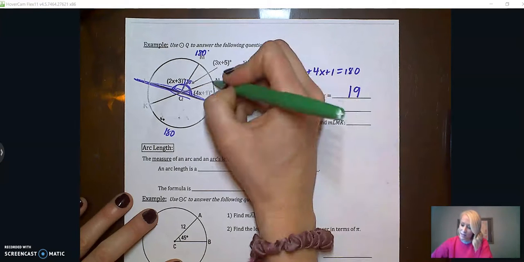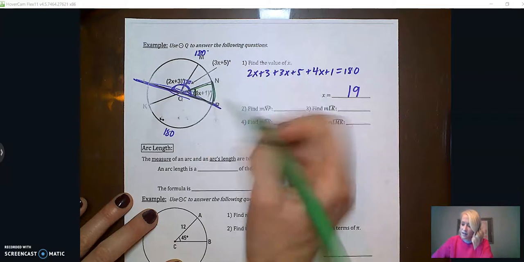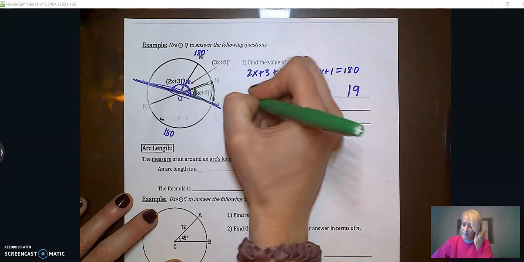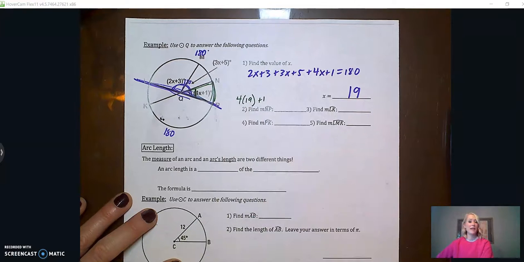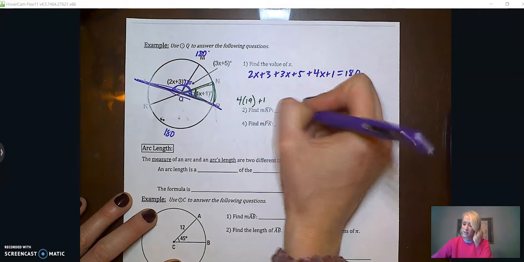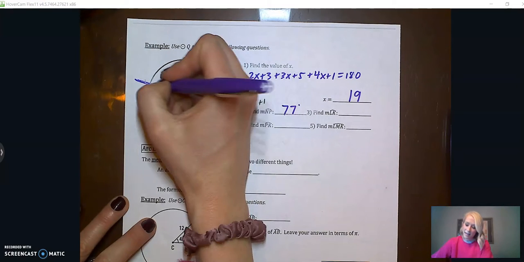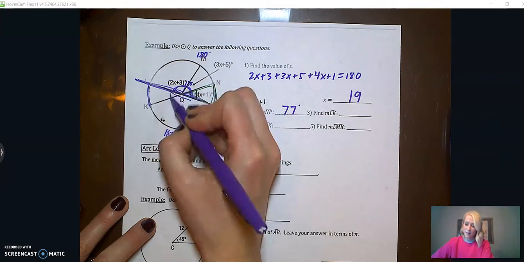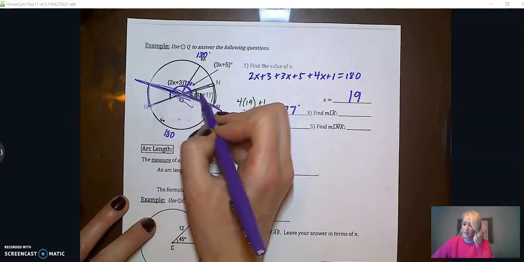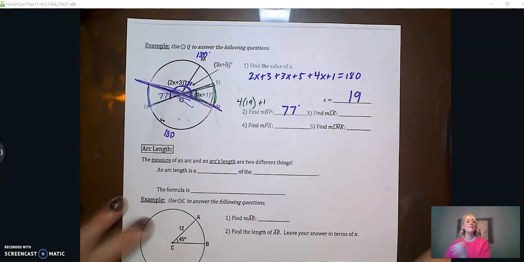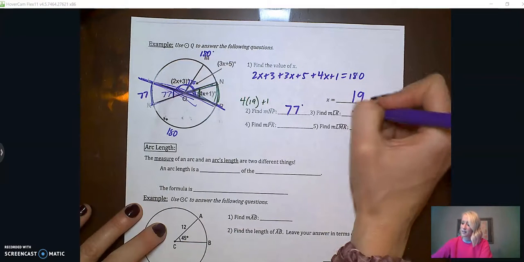Now I can plug that in to find the measure, how many degrees these different arcs are. So check it out. NP is right here. That goes with this central angle right here. So I'm just going to plug in 19 into my 4x plus 1, and that's going to give me my degrees for my arc, because those are the same. It's 77. LK is over here. That goes with this central angle. I don't know if you guys can see this, but there's a big X. These guys are vertical angles. So that central angle would be 77. LK would be 77.